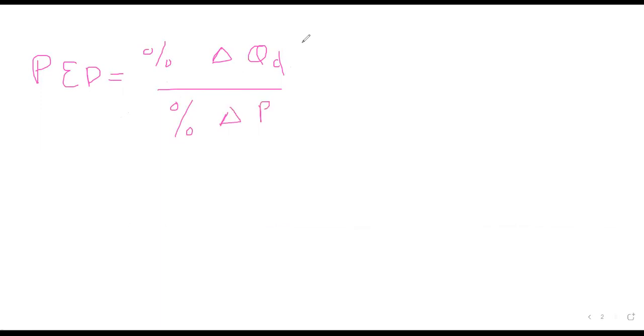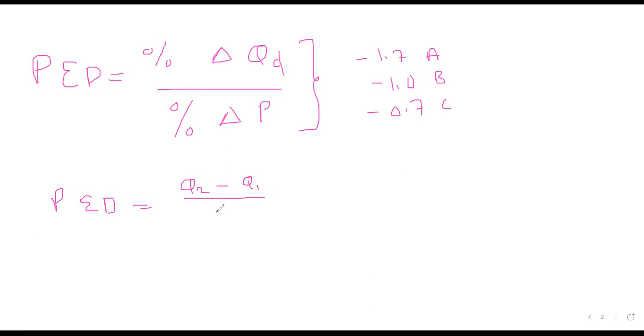All right, so this will either give us negative 1.7, negative 1.0, or negative 0.7. So which of the three, A, B, C, is elastic, inelastic, or unit elastic? 0.7 is inelastic.